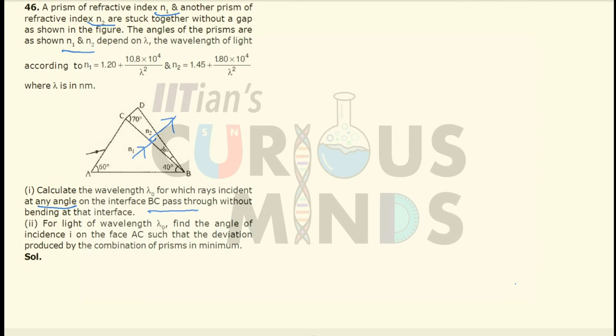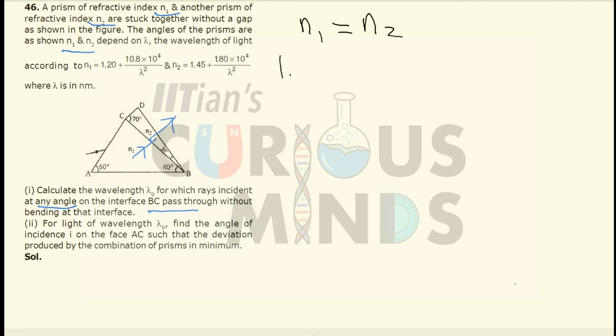This is possible only in one case, when over here the refractive index of the prism will be equal to the refractive index of the glass slab. Okay, only in this case, that is the refractive index of the first prism is equal to the refractive index of the second. Only in that case the ray will pass undeflected at any given angle. Okay, this is only a particular case.